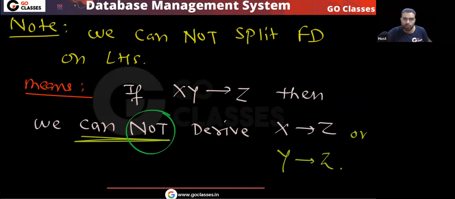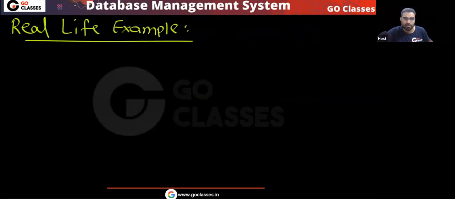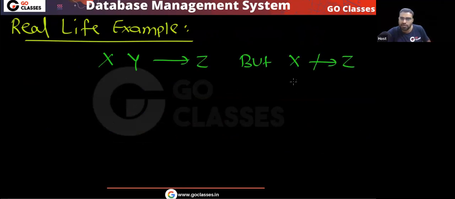Remember, this is important. Can you give me a practical, real life example? Anyone want to give me a real life example where XY determines Z, but X does not determine Z and Y does not determine Z?